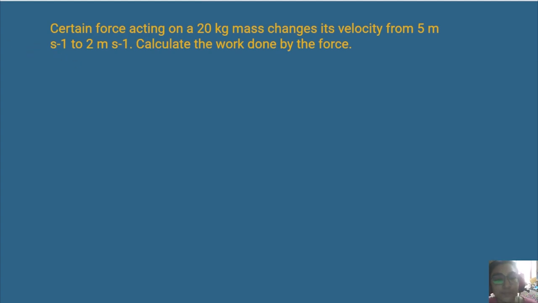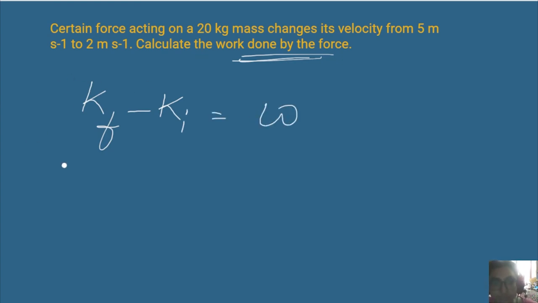So yeah, in this case, it's written that a certain force acting on a 20 kg mass changes its velocity from 5 meter per second to 2 meter per second. Calculate the work done by the force. A while back, in the first sum, we discussed how the kinetic energy had fully changed to zero, the velocity had changed to zero, so the total amount of kinetic energy had changed to work done. So here also we'll use the same formula, which is the change in kinetic energy is brought about by the work done by the force.